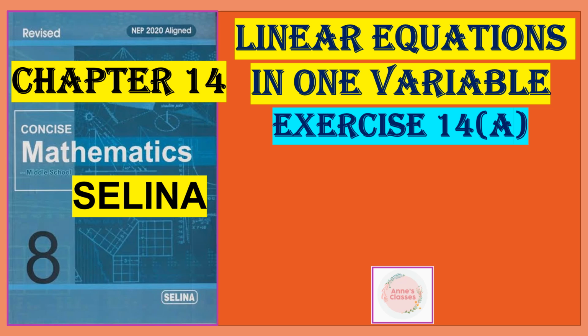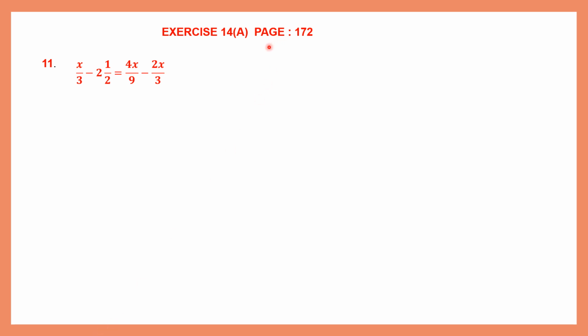Let's do chapter 14, linear equations with one variable. So we are starting with exercise 14a, page number 172, question 11. So here on the left hand side we have this expression, on the right hand side we have this expression, they are equal to each other.